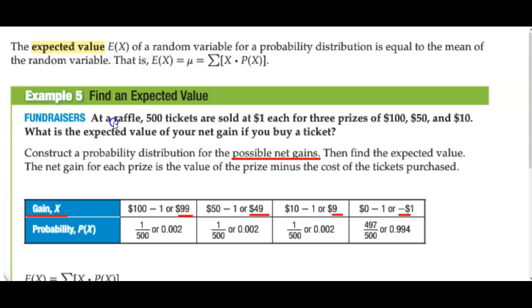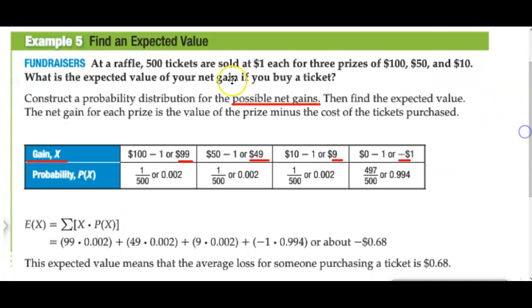So at a raffle, 500 tickets are sold for $1 each. There are 3 prizes given away. One of $100, one of $50, and one of $10. What is the expected value of your net gain if you buy a ticket?